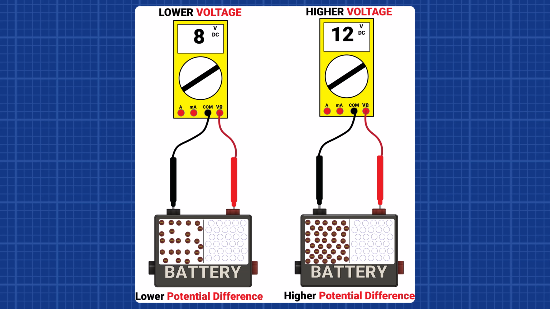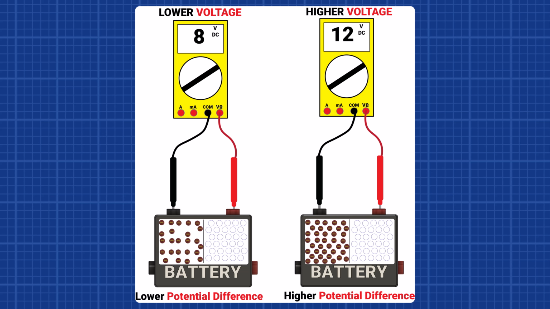While this battery still has potential to do work, it's less than the potential of the battery on the right. Now on the right, we see a higher concentration of electrons on the negative terminal, creating a larger potential difference between the terminals. This greater difference results in higher voltage, shown on the meter as 12 volts. A higher voltage means this battery has more potential to push electrons through the circuit and do more work.